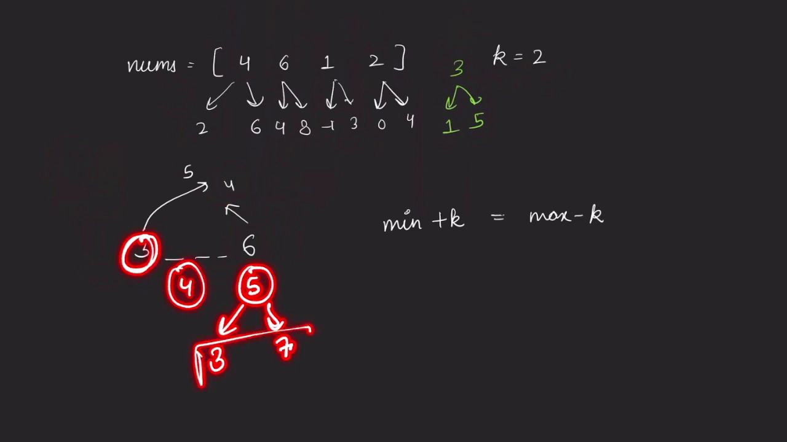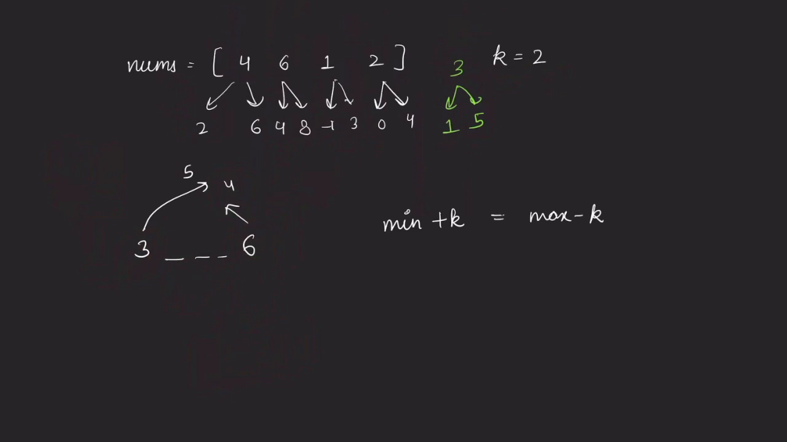So 5 can also be converted to 4 and 6 has already been converted to 4, right? So can I say that if my minimum plus k is greater than or equal to maximum minus k, in that case, for the range from minimum to maximum, all the elements can be converted to the same element, right?